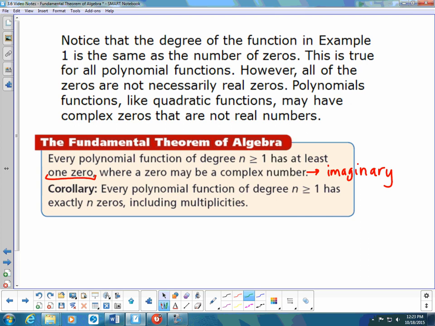And more importantly, the one we're going to use more is what's called the corollary. It comes from the theorem, and it says that every polynomial function of degree n greater than or equal to 1 has exactly n zeros, including multiplicities, which just means that the answers could repeat. So you could get two answers of x equals 3, but you would count that twice. If you had a degree 4 polynomial function, there's going to be 4 zeros. Some of them might be repeated, some of them might be imaginary, but there's going to be 4 altogether. If you had a degree 5, you'd have 5 zeros, where some might be repeated, some might be real, some might be imaginary, but there will be 5 altogether.